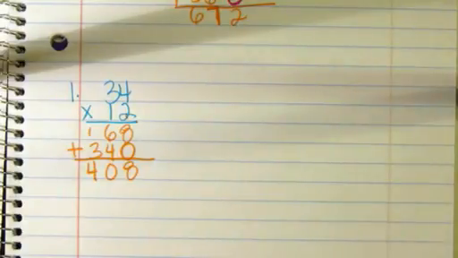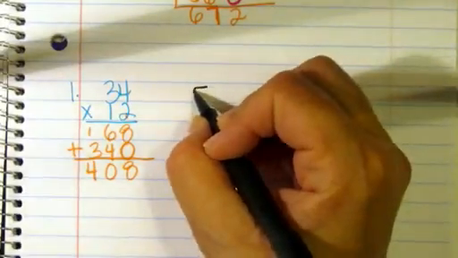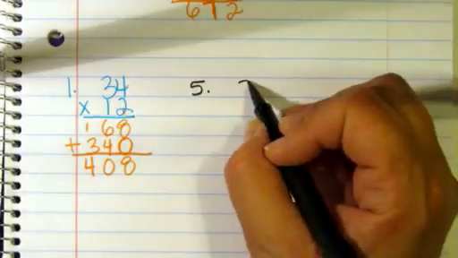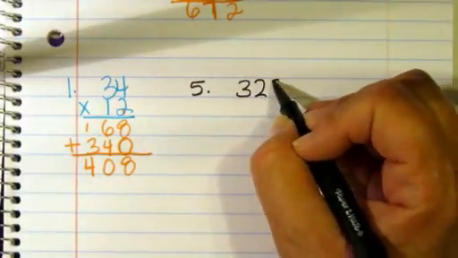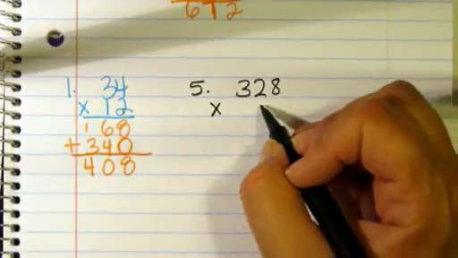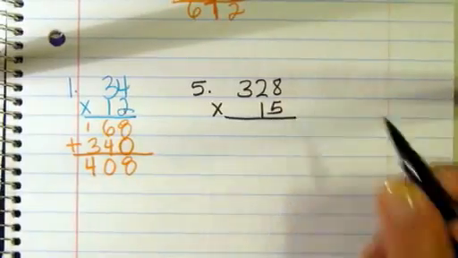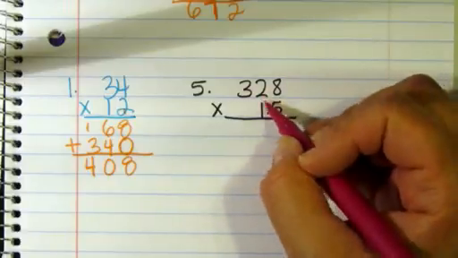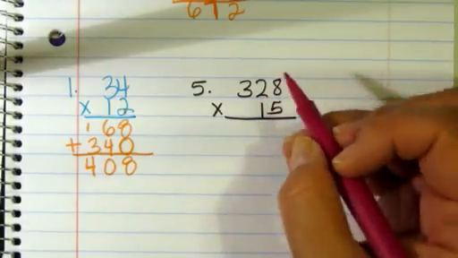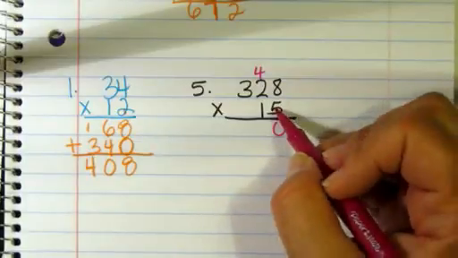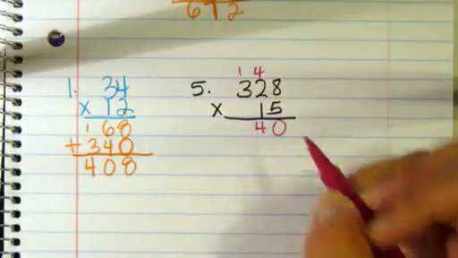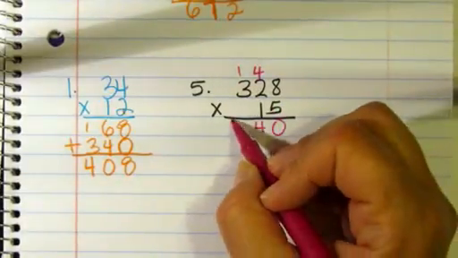Okay, we can do another problem together. Let's go ahead and do number 5. Number 5 in our textbook says 328 times 15. Okay, so we start with the 5, and the 5 gets a turn multiplying with every digit at the top, and we have 5 times 8 is 40, 5 times 2 is 10, plus 4 is 14, and 5 times 3 is 15, plus 1 is 16.